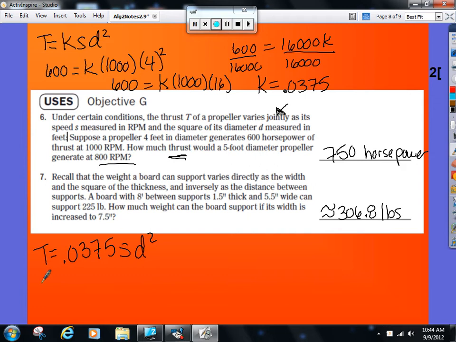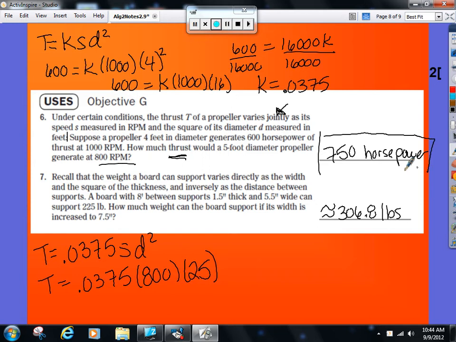Okay, this is just plugging things in. T equals 0.0375, which should already be in your calculator if you don't clear things out. Speed is 800. And 5 squared, some people would have just jumped in there and put 25. Don't lose your exponent. That's guaranteed to make you wrong, and that stinks. Times 800 times 25. You get 750 horsepower. Yeah, I got the right answer. I hope you did too.